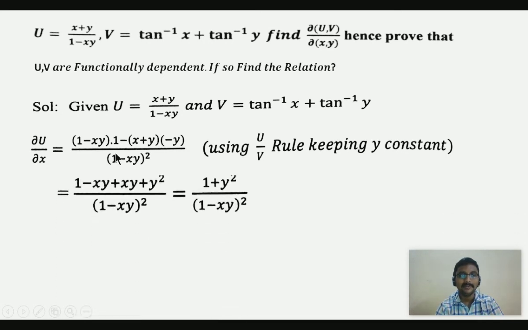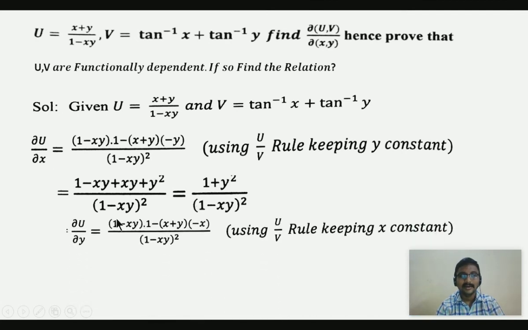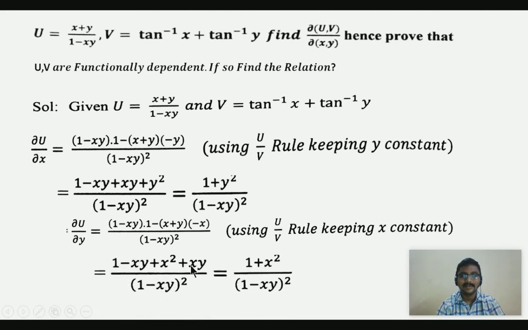Now on simplifying, 1 into (1 minus xy) is 1 minus xy, minus y into minus is a plus, plus y into (x plus y) is xy plus y square. Negative xy and positive xy get cancelled, leaving (1 plus y square) by (1 minus xy) whole square. It is the value of ∂u by ∂x. Similarly, ∂u by ∂y can be obtained by taking the partial derivative of u with respect to y, keeping x as constant. On simplifying, we will get (1 plus x square) by (1 minus xy) whole square. These are the partial derivatives of u with respect to x and y.